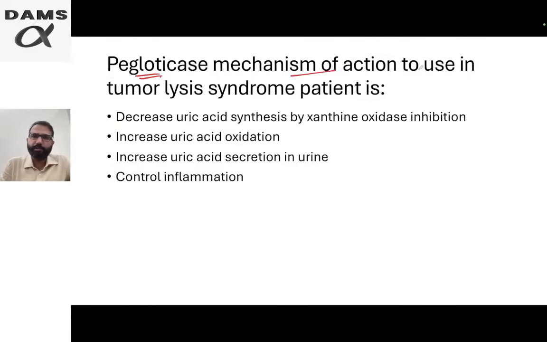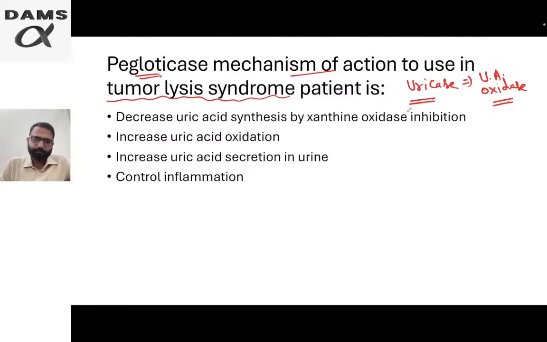Pegloticase mechanism of action to use in tumor lysis syndrome. So pegloticase is one of the drugs which is a recombinant uricase, a rasburicase-like drug. So what is the role of uricase? It is causing uric acid oxidation. The uricase is one of the urate oxidases. It is the urate oxidase.